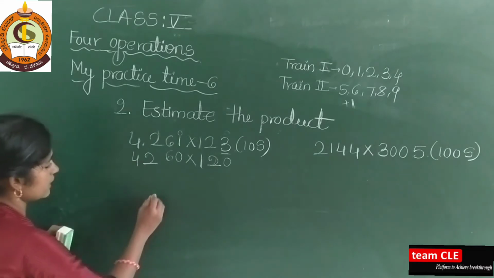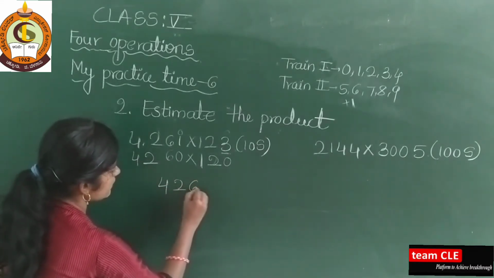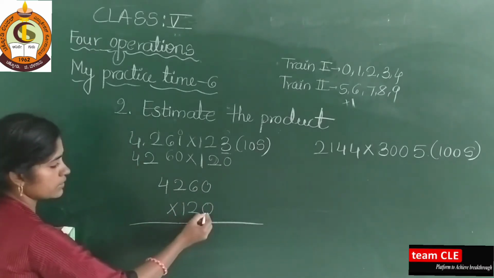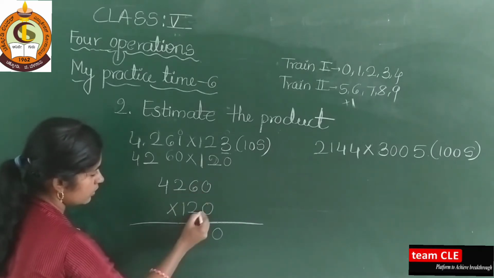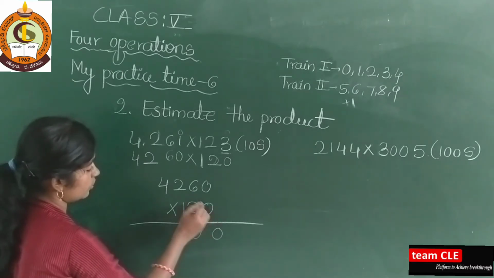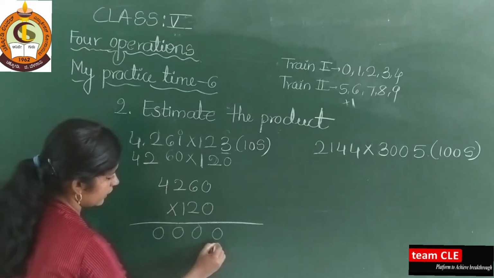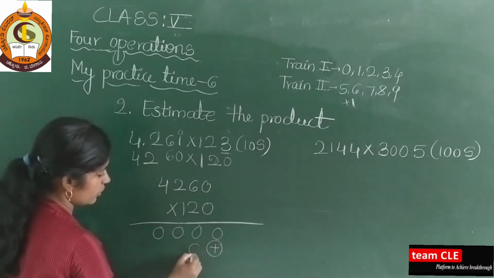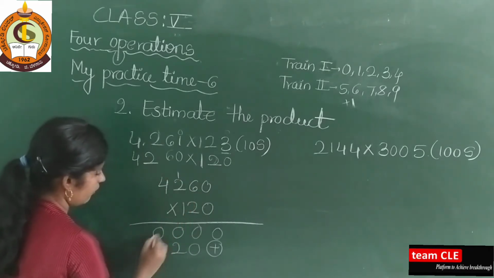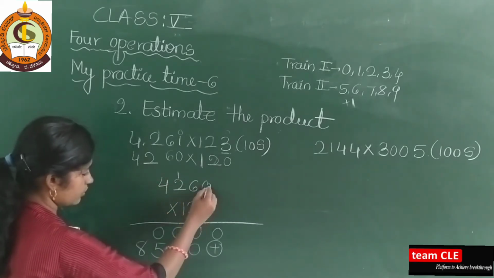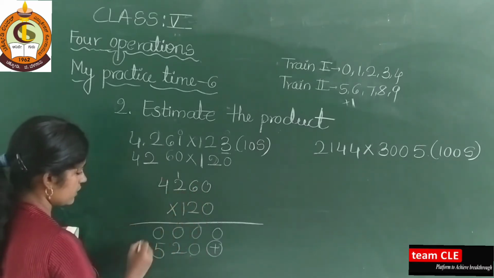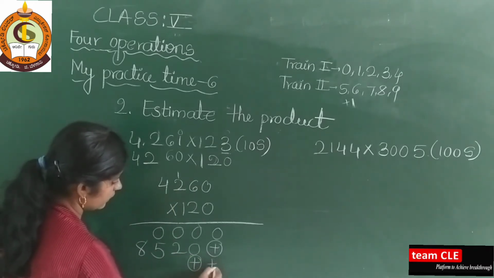Okay, so multiply these numbers: 4260 into 120. First multiply 0 with 0. When 0 is multiplied with a number, the product is 0. Next write 0, 0. Leave one place. 2 into 0 is 0. 2 sixes are 12. 2 twos are 4, 4 plus 1 is 5. 2 fours are 8. Again you leave two places.